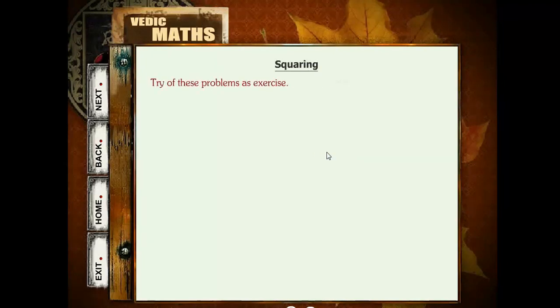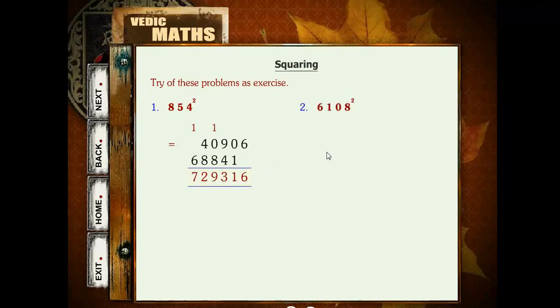Try out these problems as exercise. First, square of 854. The answers are 729316. Second, square of 6108. The answers are 37307664.